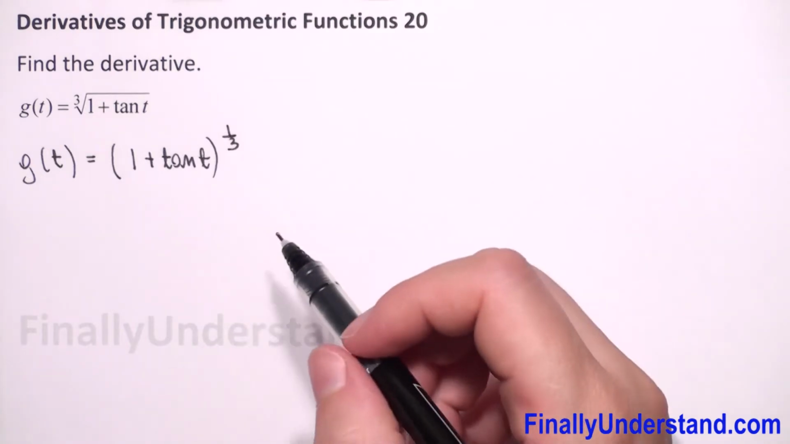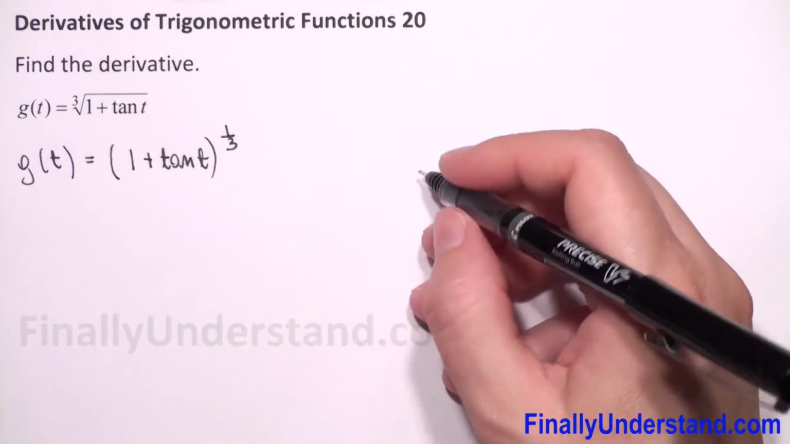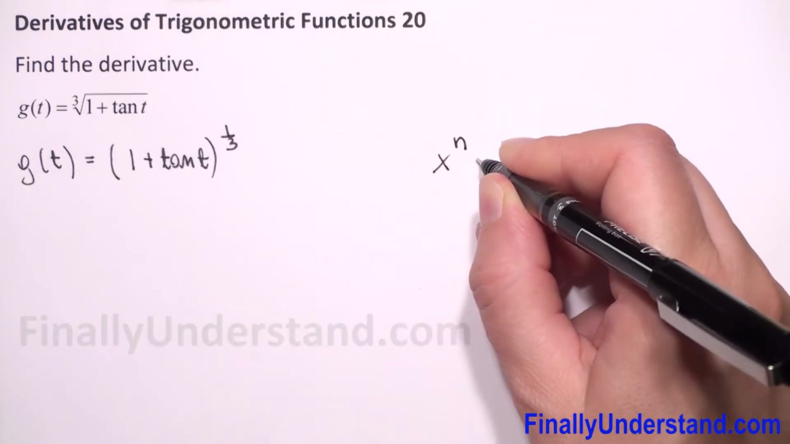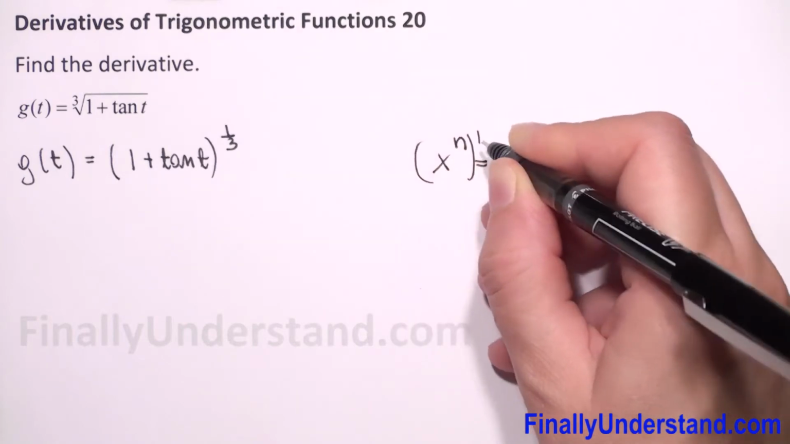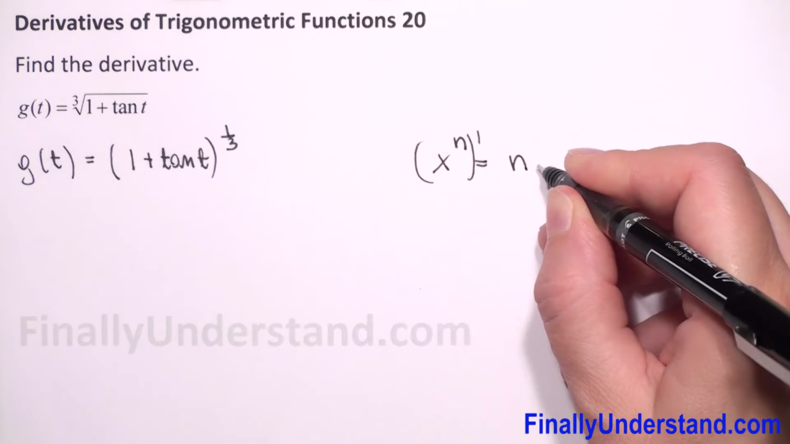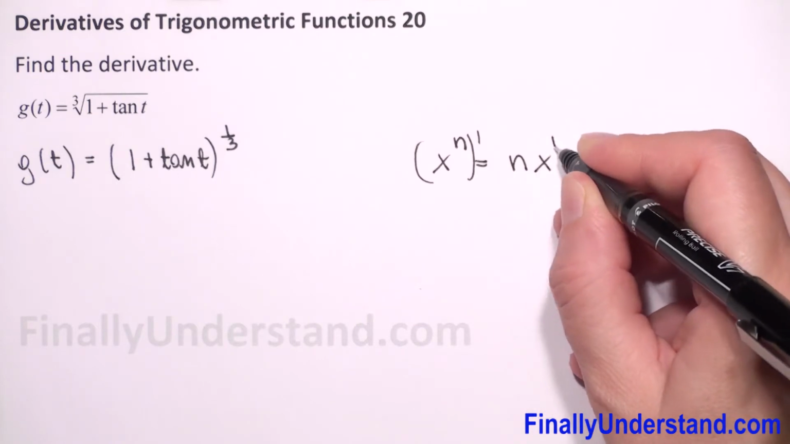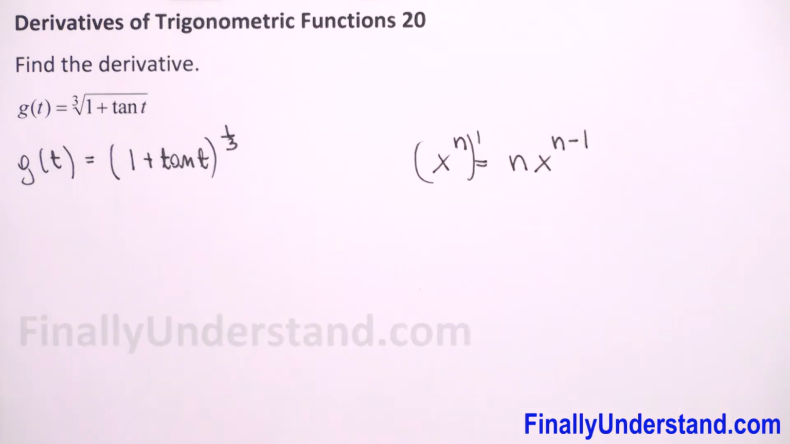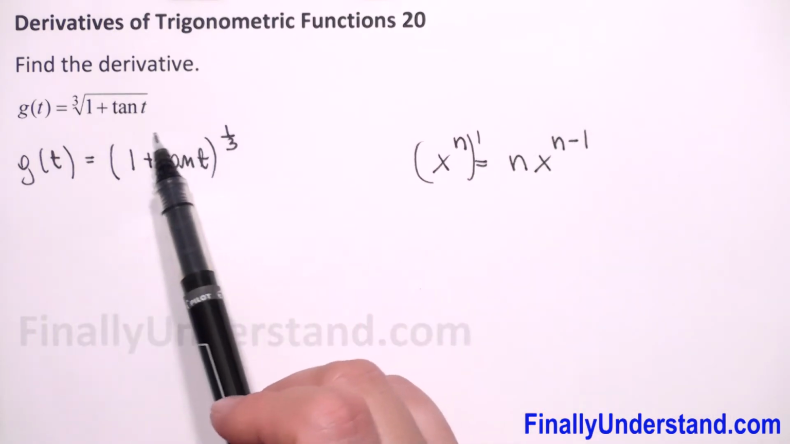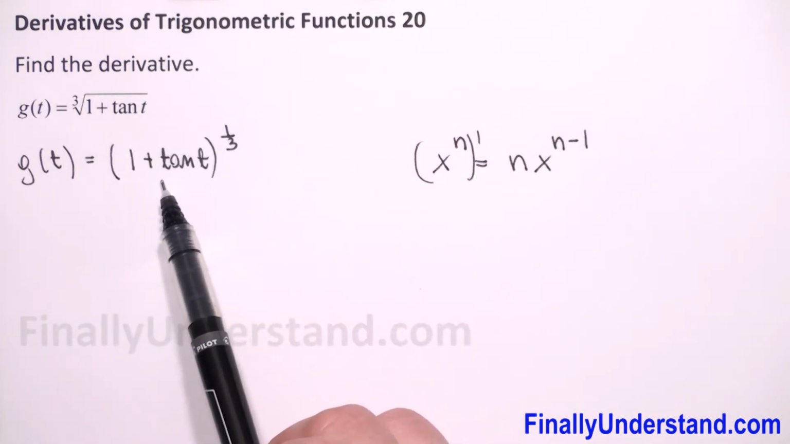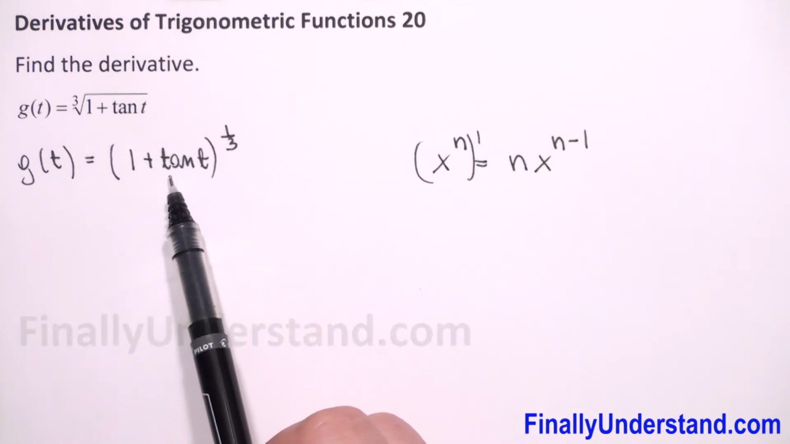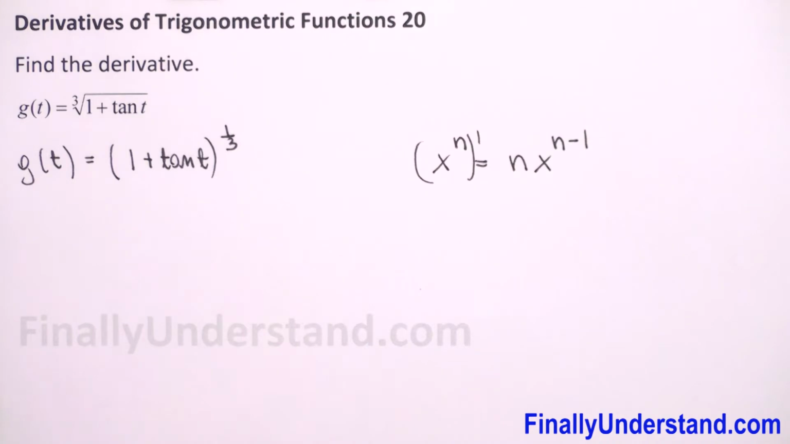Now, to find the derivative of this function, we will use the derivative of a function raised to a power formula first. Let me remind you, when we have x to the power n, the derivative is n times x to the power n minus 1. We take down the power. So first we will use this formula, and next, because we have a composite function here, we have to find the derivative of the expression which is inside the parentheses. So let's start from the beginning.